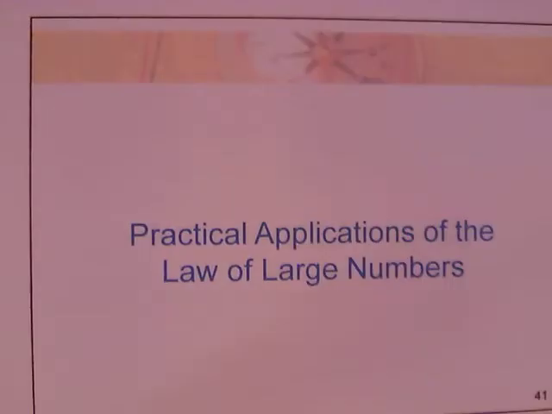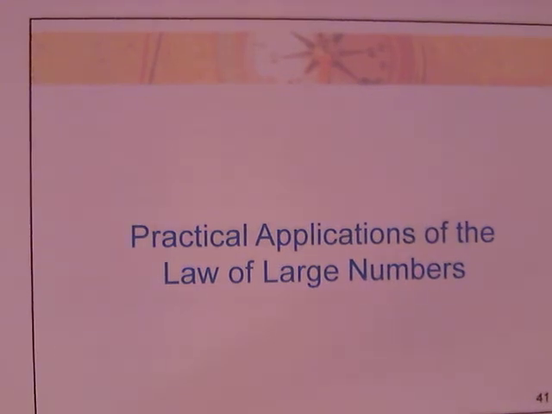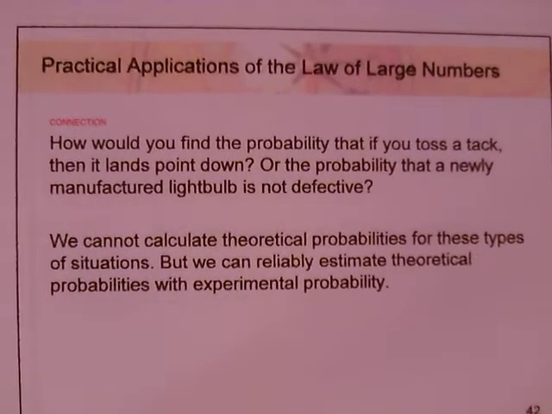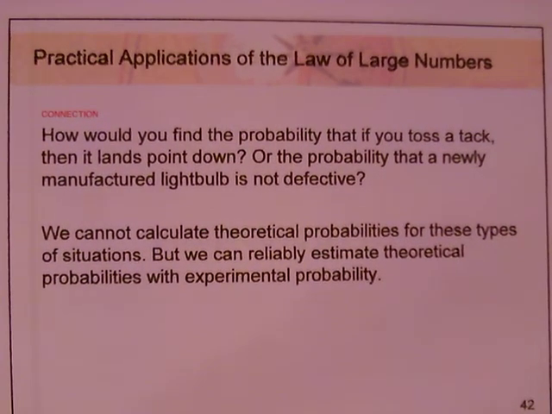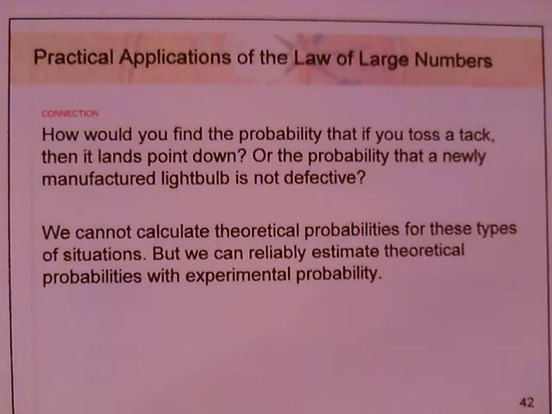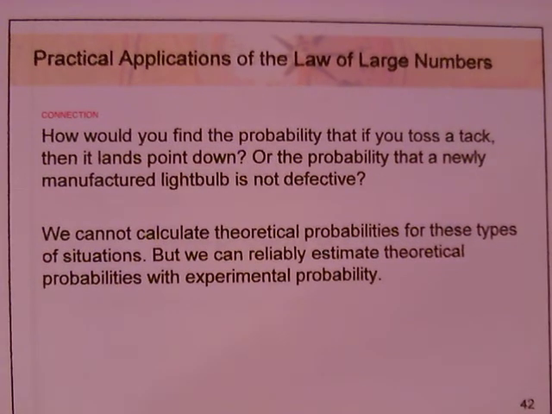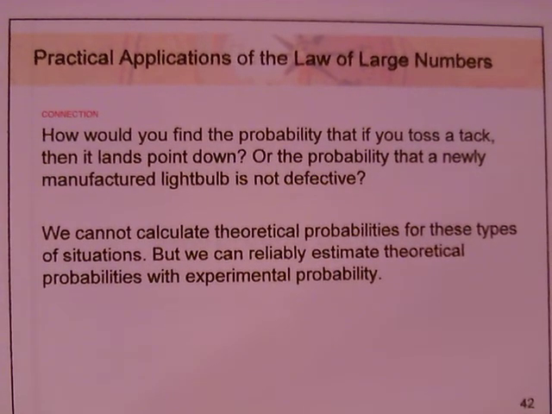Alright, next we'll look at practical applications of the law of large numbers. We'll just look at this one thing and then we'll go on to something else. How would you find the probability that if you toss a tack, then it lands point down? Or the probability that a newly manufactured light bulb is not defective? In this case, we cannot calculate theoretical probabilities for these types of situations, but we can reliably estimate theoretical probabilities with experimental probability.